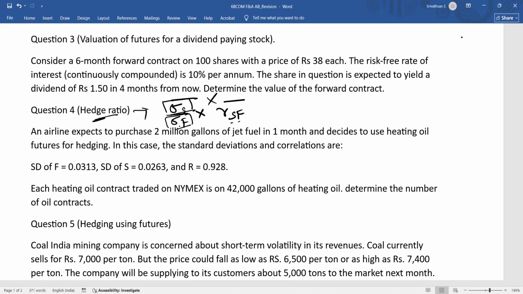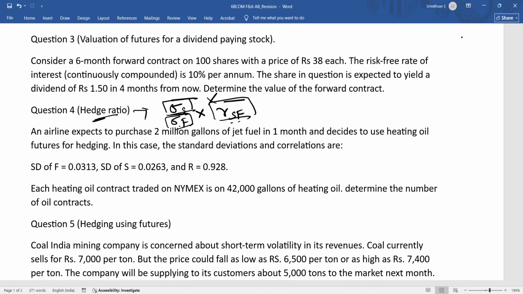Let's say future is more volatile than spot. In that case, a lesser number of future contracts is sufficient to hedge your position in the spot market. So there is an inverse relationship between standard deviation of future and the number of contracts. So we are taking standard deviation of future in the denominator. Then it has to be multiplied with correlation between spot and future. Why? Because future price is affected by spot price, and also by other factors. But we want only that portion of the future price affected by spot price. So we are multiplying it with correlation of spot and future.